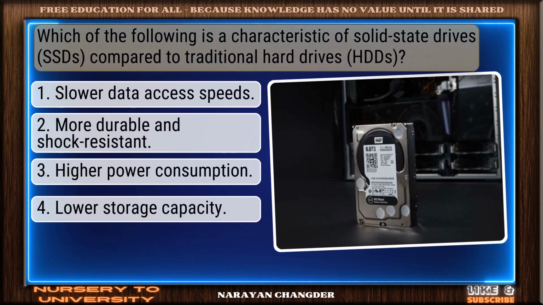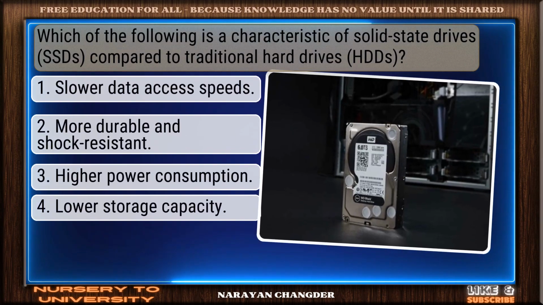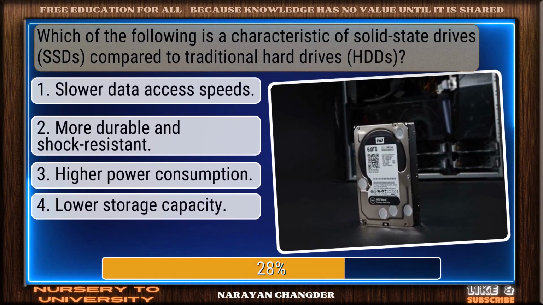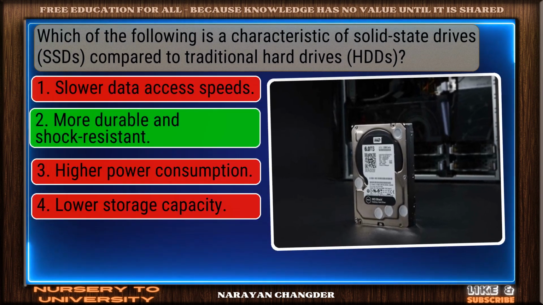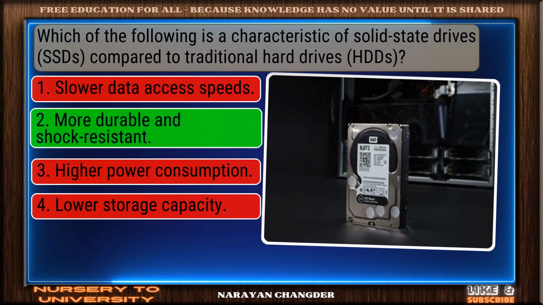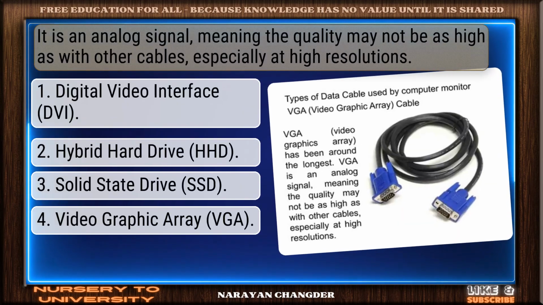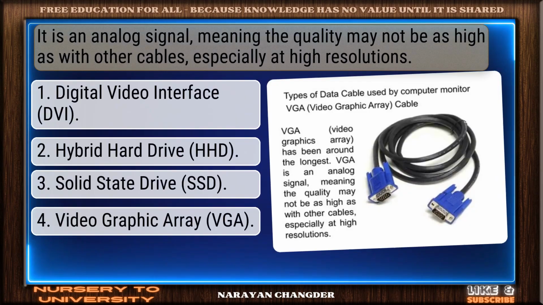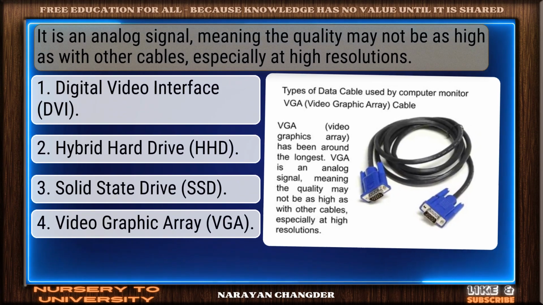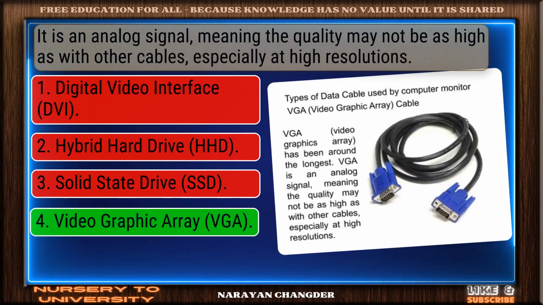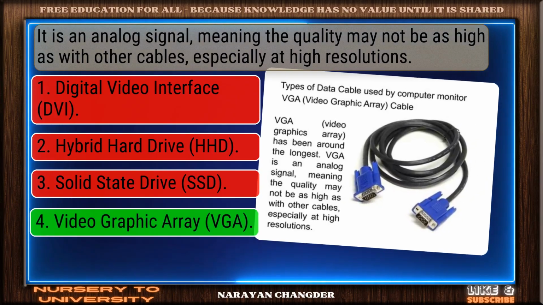Which of the following is a characteristic of solid-state drives compared to traditional hard drives? Sharp thinking. More durable and shock-resistant is right. It is an analog signal, meaning the quality may not be as high as with other cables, especially at high resolutions. Correct response. Video graphic array is accurate.